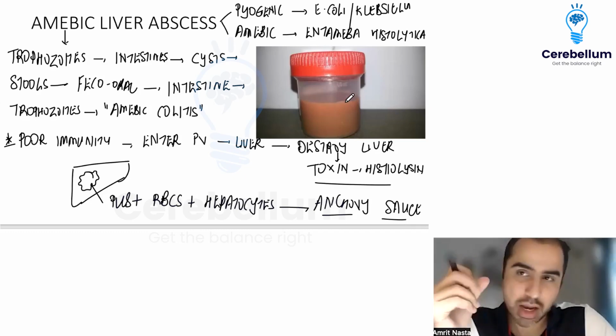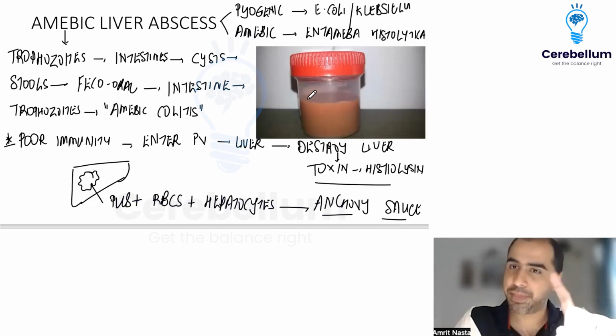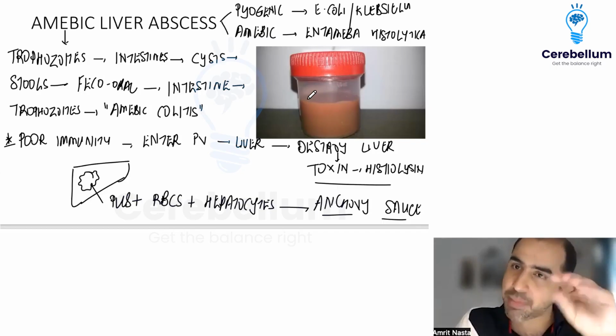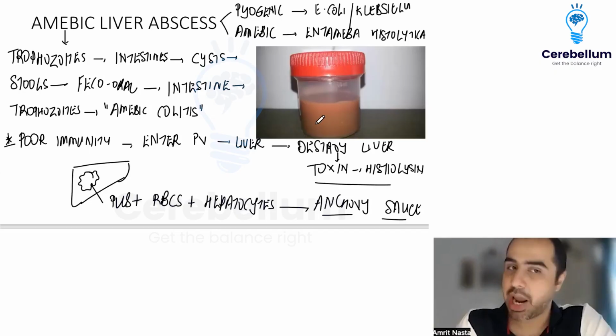Did you understand? In pyogenic liver abscess, this does not happen. In pyogenic liver abscess, there is only pus. Here there is pus plus dead liver tissue. That's why it is anchovy sauce.